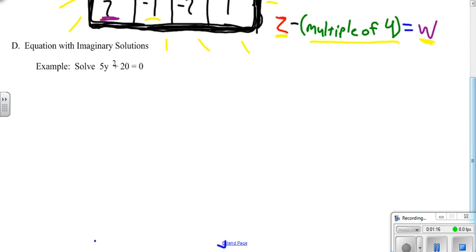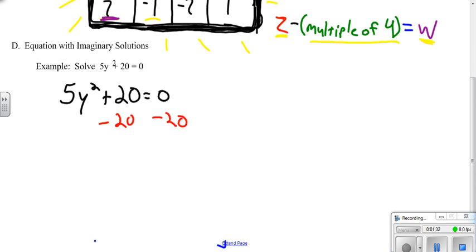Moving on now with our equations with imaginary solutions. Sorry if this one's kind of hard to see based on the slide. It's 5y squared plus 20 equals 0. To solve this, we're going to do the same thing we've done to solve other equations. We subtract 20 first from both sides. That leaves us with 5y squared equals -20. Then we divide by 5, and that leaves us with y squared equals -4.